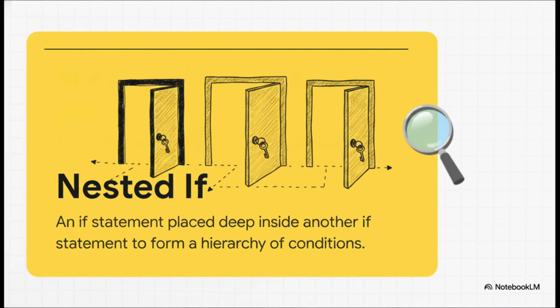By definition, a nested if is essentially an if statement placed deep inside another if statement. It creates a strict hierarchy of conditions. If the first outer condition is true, the program doesn't just execute an action and stop. Instead, it steps a layer deeper to check the next inner condition. It's like unlocking a door, only to find another locked door right behind it.